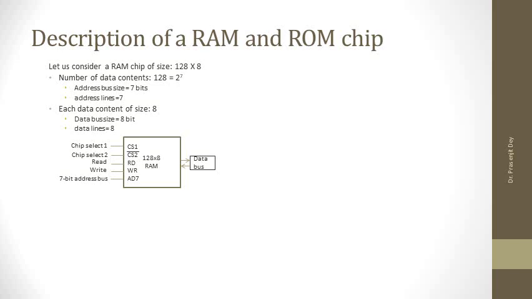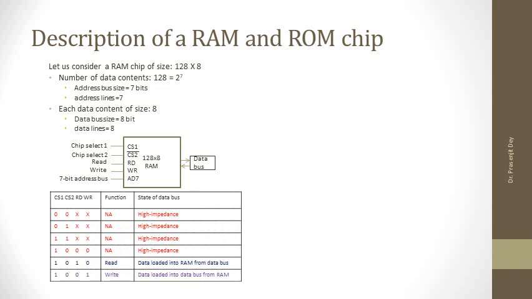Now here, if you look at the CS1 and CS2 bar, one thing you need to focus on is that only when CS1 is 1 and CS2 bar is 0, then only will the RAM chip be active, and then only can you perform a read and write operation on the RAM chip.